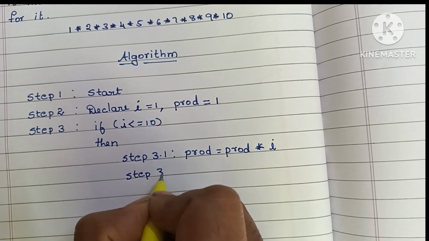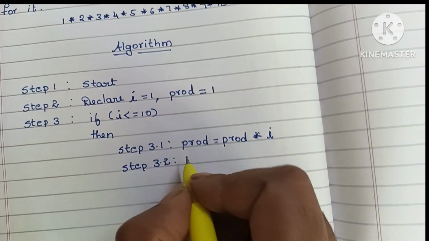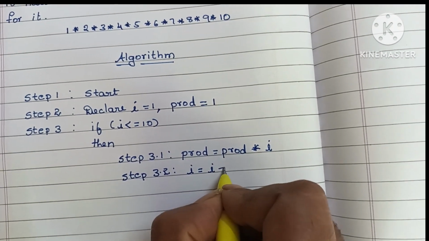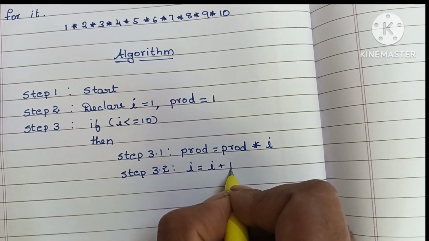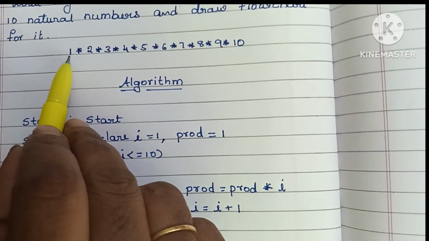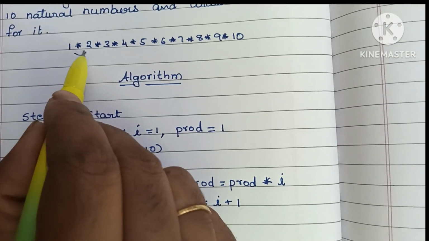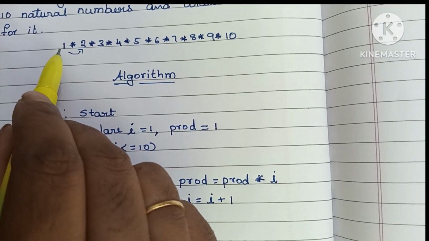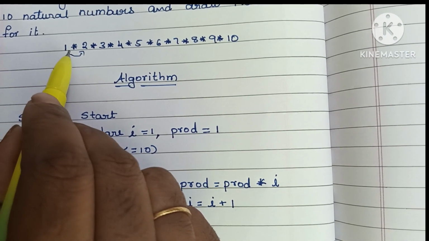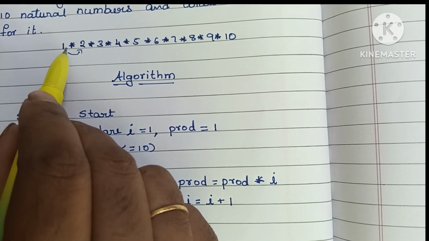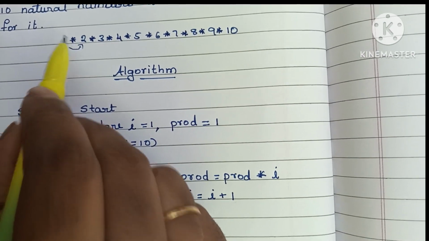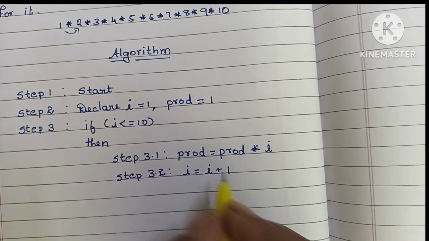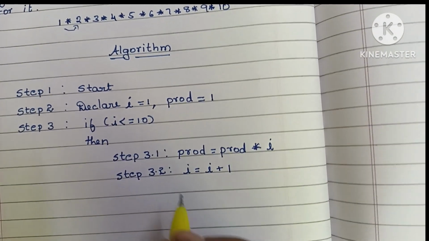Step number 3.2. Here we have to increase the I value by 1. So I is equal to I plus 1. Initially I value is equal to 1, right? In the next step we increase I is equal to I plus 1, that is, initial I value is 1, next it becomes 1 plus 1, that is 2. Each time the I value increases by 1 in step 3.2.